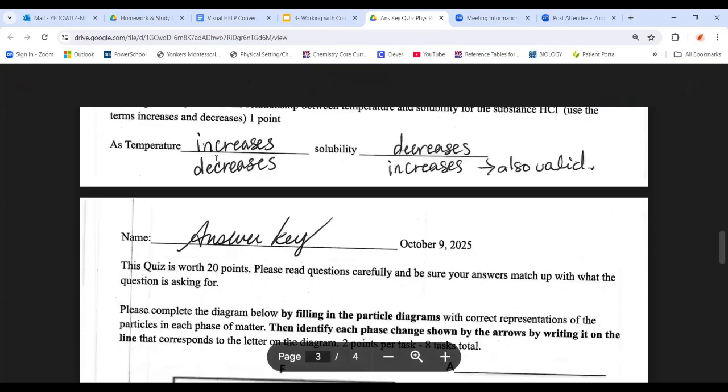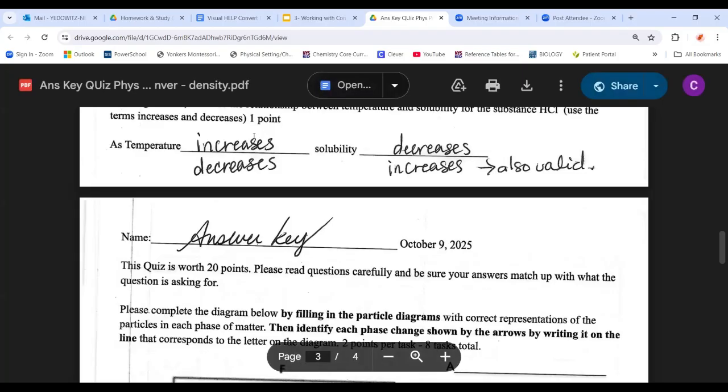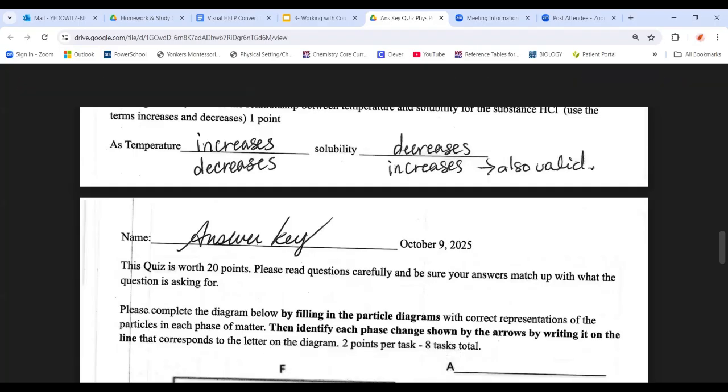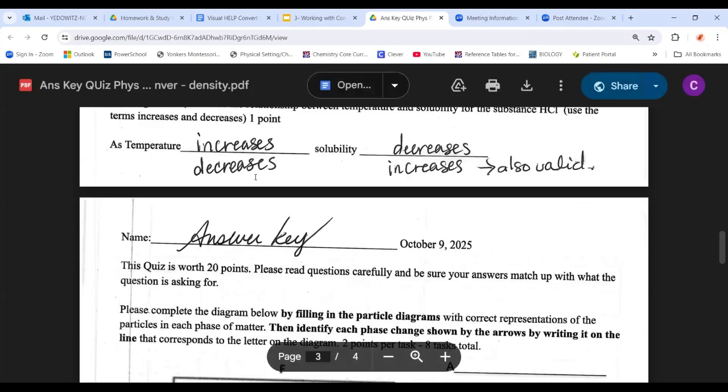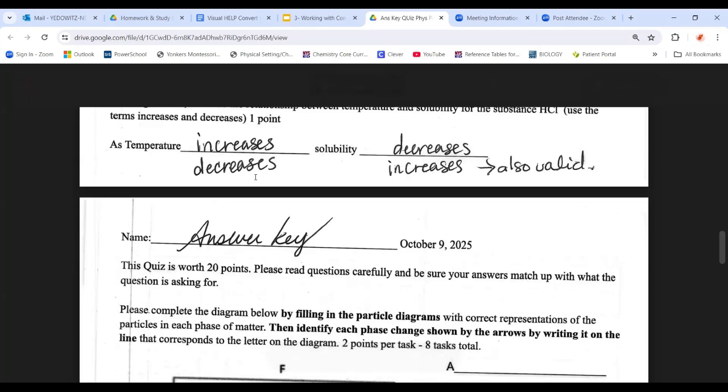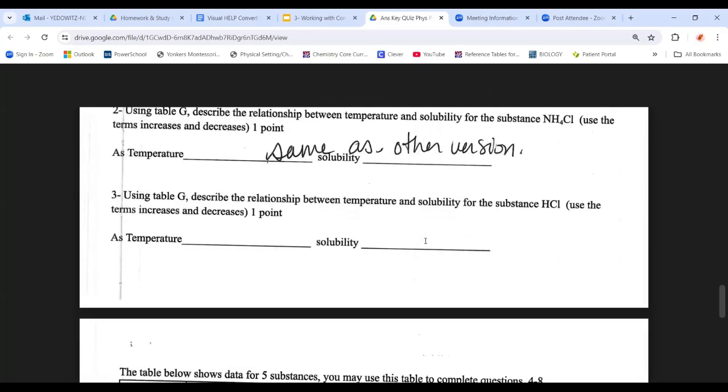So same thing here. If it is something like a gas, like hydrogen chloride or ammonia, on the reference table, it will show you that as the temperature increases, the solubility is actually going to go down. These curves are inverse curves. They go from a higher point to a lower point. Same thing is true as if you were to lower the temperature, you could get the solubility to increase. So decreasing temperature increases solubility. That's also valid. So it doesn't matter how you wrote it.